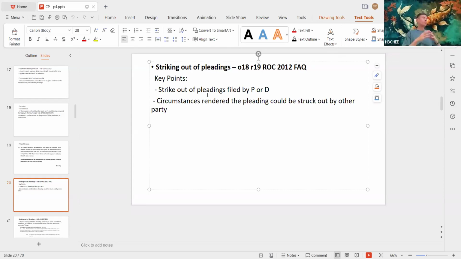So at one point of time, because I was under panic, I thought striking out pleading means that your case will be thrown out. Actually, it's not, because we have few pleadings. Striking out pleading is just that maybe this particular claim is not substantiable, and then the court wants to dismiss this part only. It's not the entire suit that will be gone. So we will cover what are the circumstances under which the pleadings could be struck out by the other party or by the court.